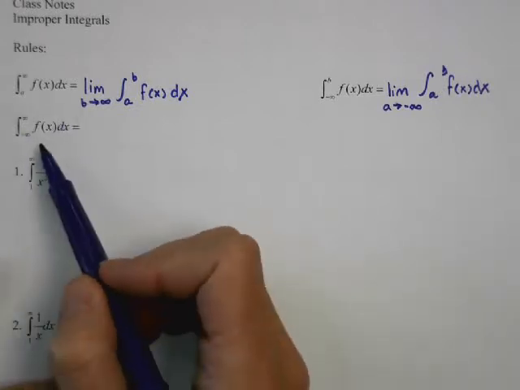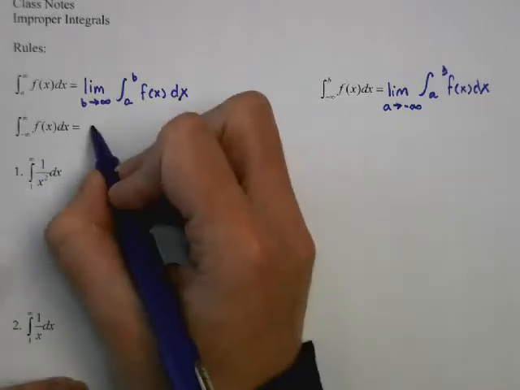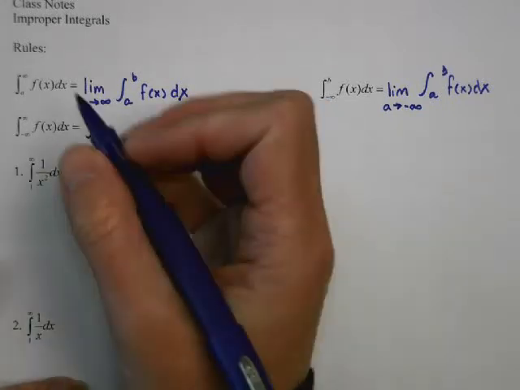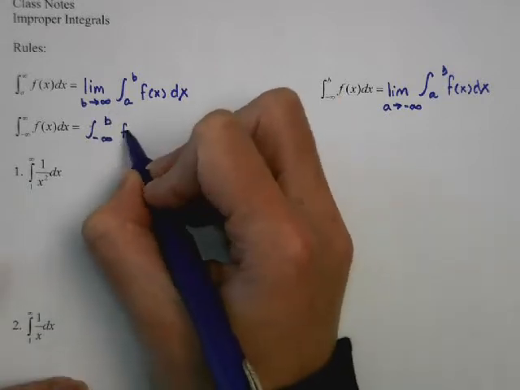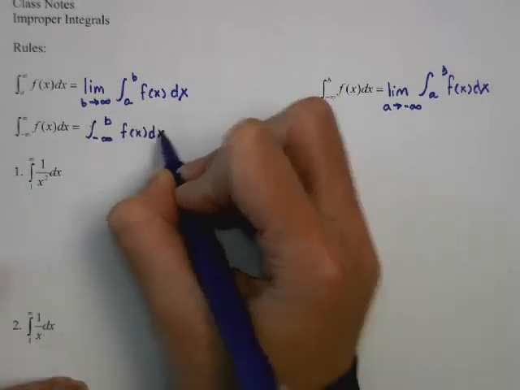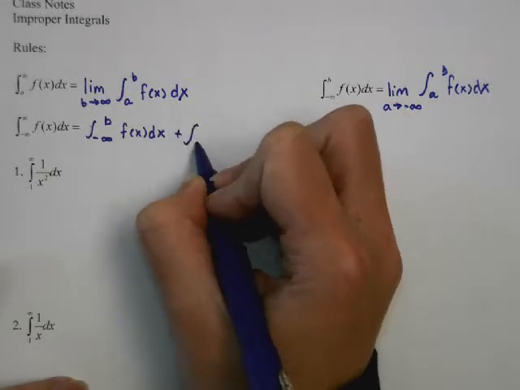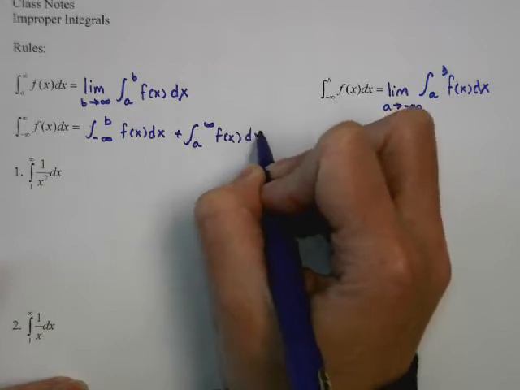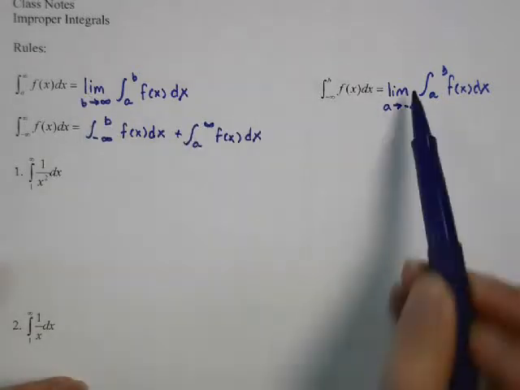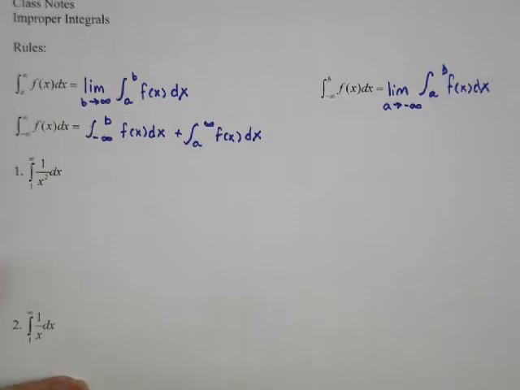For negative infinity to infinity, we're going to break it up into negative infinity to b, and then from a to infinity, and then we'd apply the limit rules after that.